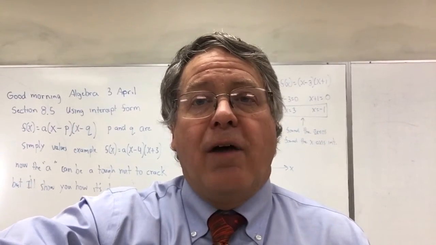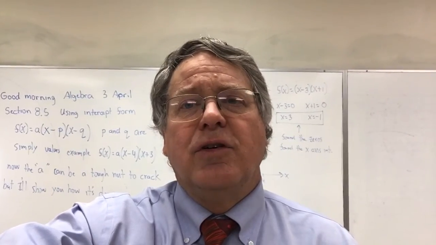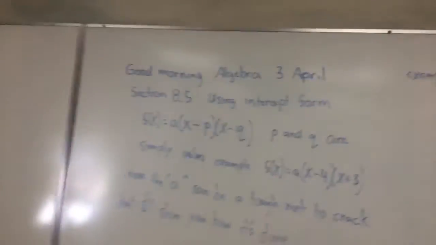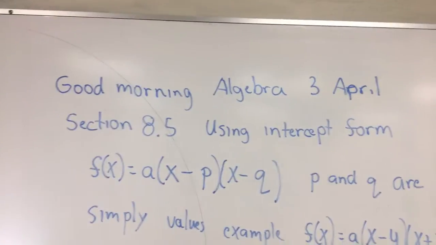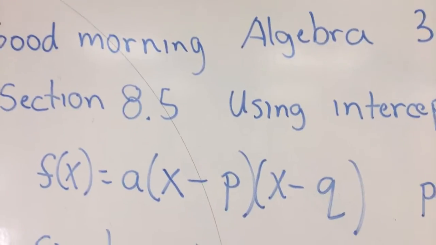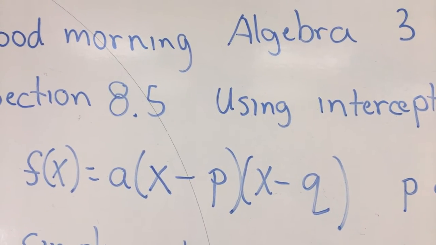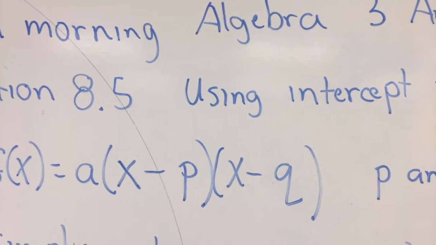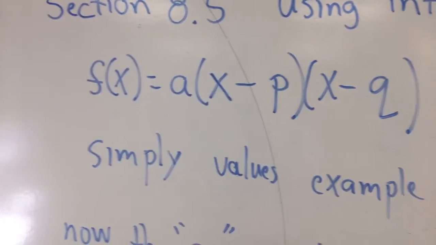So without further ado, I would like to roll into section 8.5 and introduce a new concept. So here we go. Okay. Good morning. 3 April, section 8.5. It's called intercept form. And it looks kind of like this. It says that if f of x is equal to a, and we'll talk about a little bit later on here, times the quantity x minus p times the quantity x minus q. And p and q are just simply values.